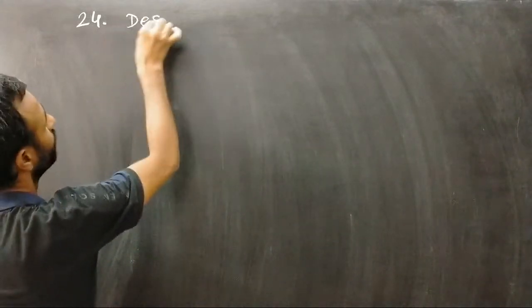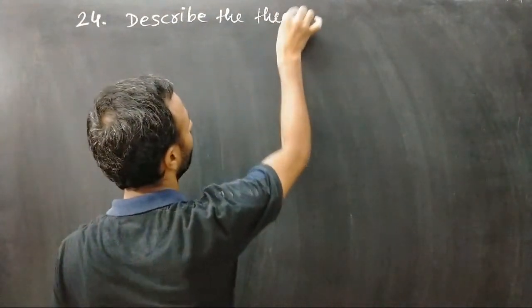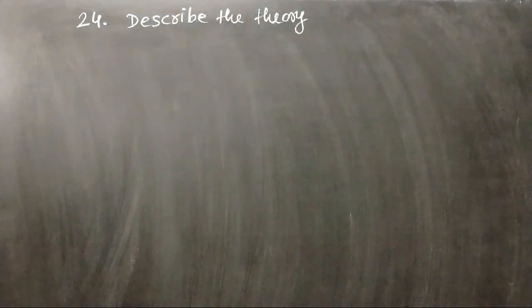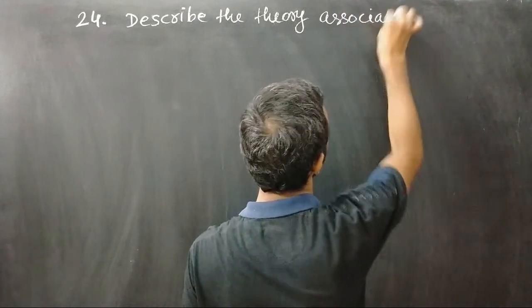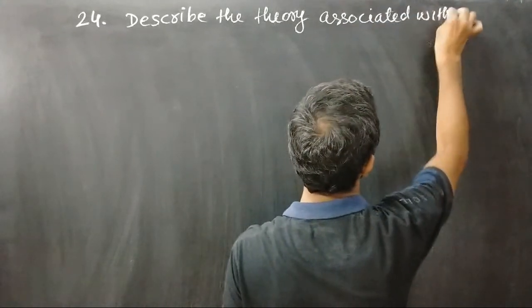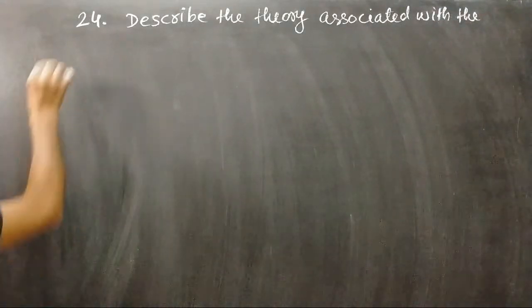Okay, done. So this is question number 23. Now 24. Question number 24. Describe the theory associated with the radius of an atom.